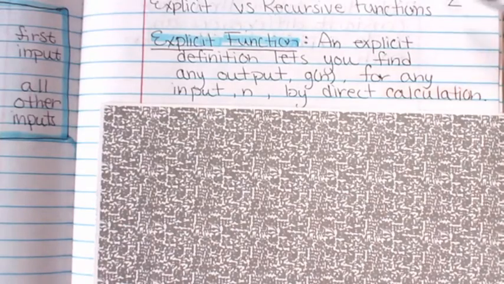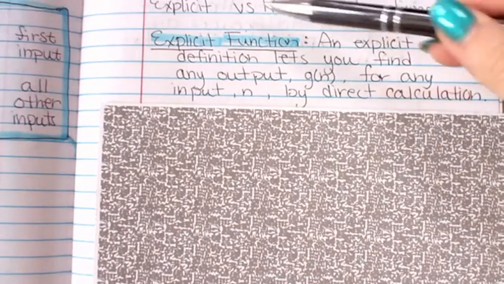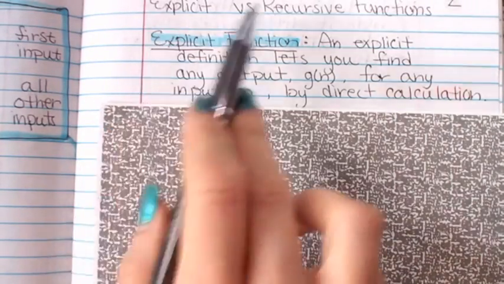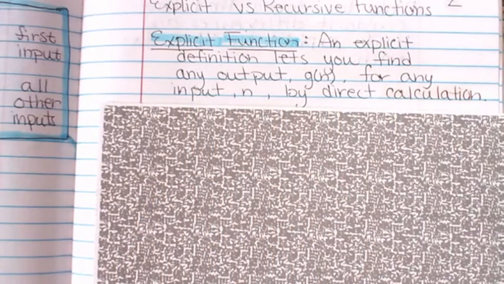Remember to fill in your page numbers and give this page a title, Explicit versus Recursive Functions. Anytime you are watching these videos and you need a little bit more time for writing a definition or copying down a table or an example, feel free to pause the video and then come back to it when you are finished writing and ready to go on.